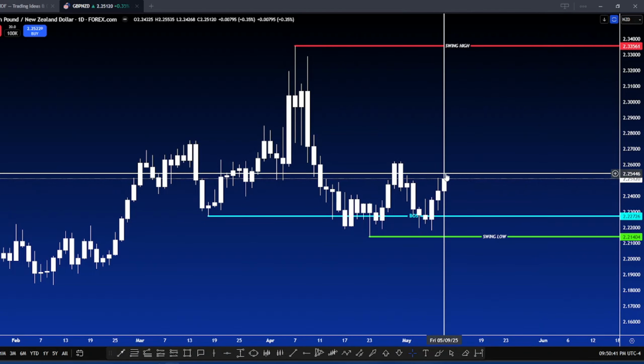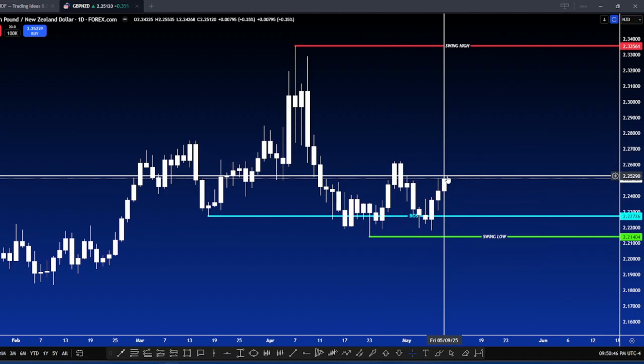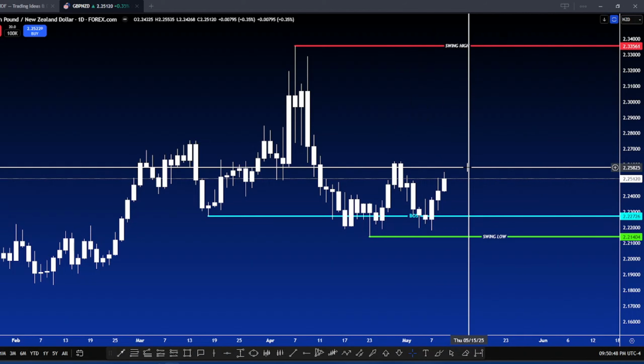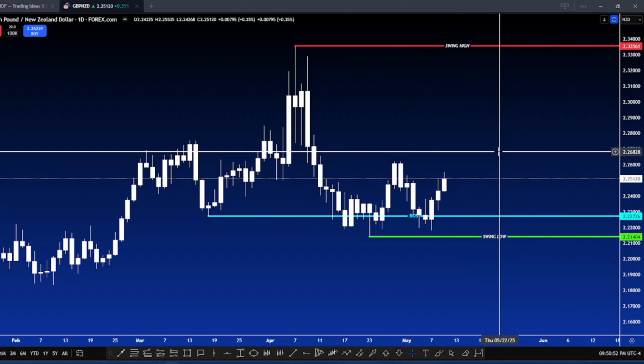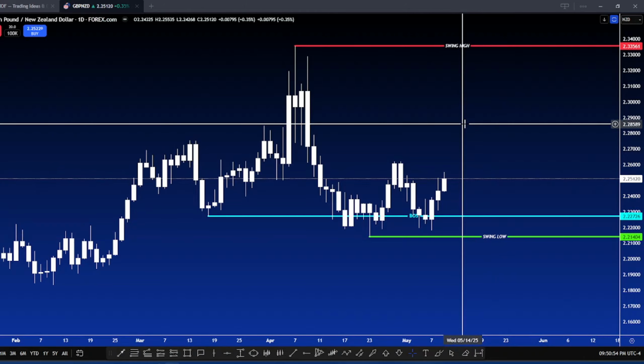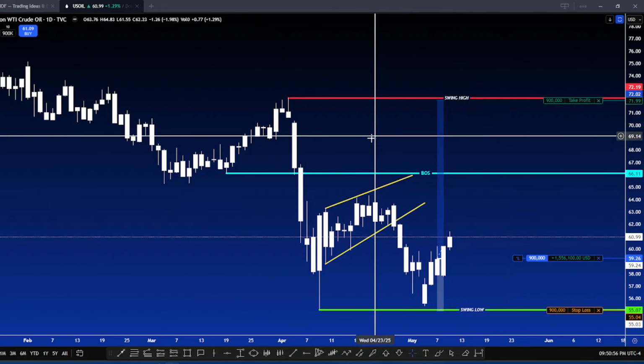All right, so getting into a sell from somewhere on this high and then taking it down to this low, we're looking at potentially 450 pips out of that, guys. That's not bad. All right, not bad at all. Pound New Zealand bearish.